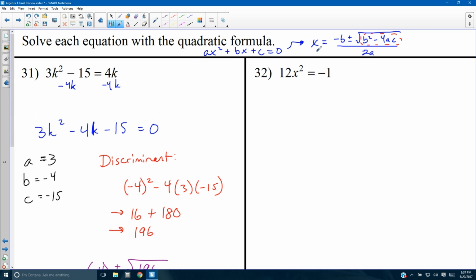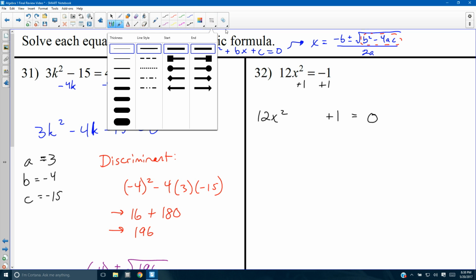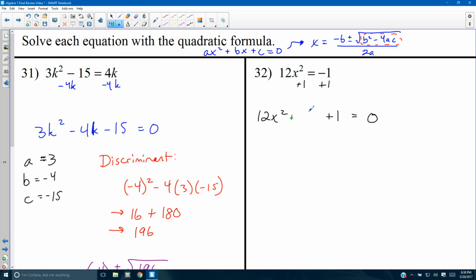Okay, number 32, 12x squared equals negative 1. Let's go ahead and get this in standard form first. They did say quadratic formula. Let's add 1 to both sides. 12x squared plus 1 equals 0. Now, as the quadratic formula does have this b letter in it, you still need to have a value that represents b, despite the fact that it doesn't apparently exist in the problem. Oh, sure it does. It's 0x. We all know this. Let's put that in there. So we know that a is 12, b is 0, and c is 1.